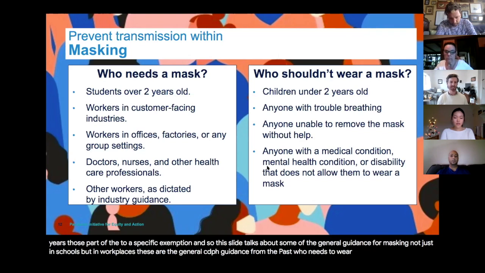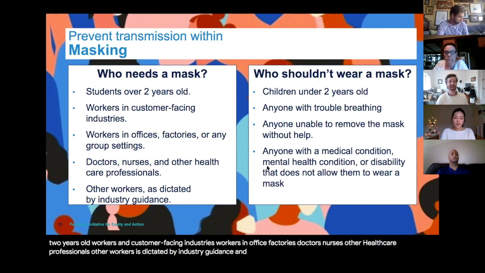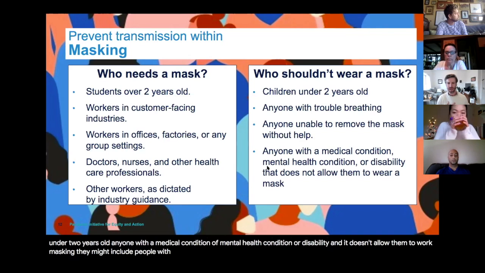Who needs to wear a mask? All students over 2 years old, workers in customer-facing industries, workers in offices, factories, doctors, nurses, other healthcare professionals, other workers as dictated by industry guidance, and basically everybody who goes out in public, except children under 2 years old, and anyone with a medical condition, mental health condition, or disability that doesn't allow them to wear a mask. That might include people with trouble breathing or who are unable to remove the mask without help.